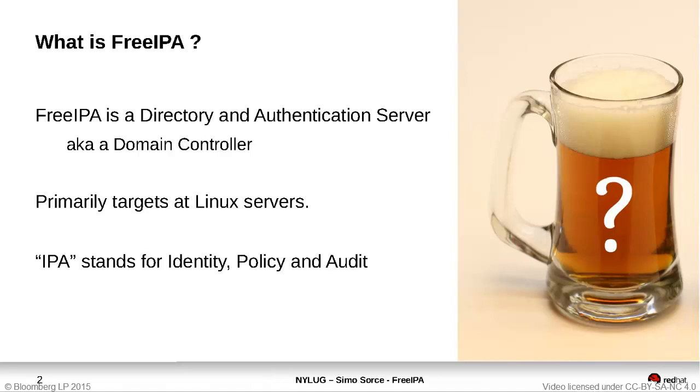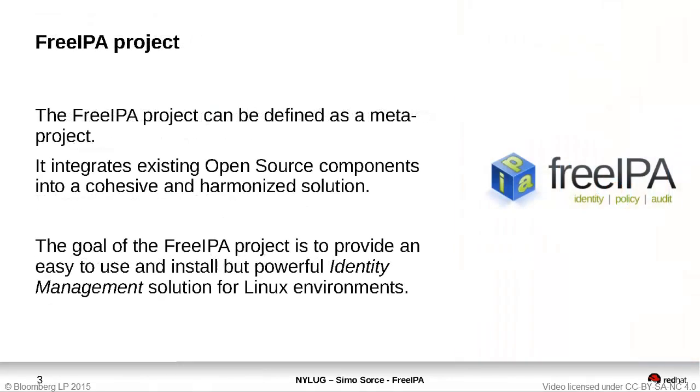IPA stands for Identity, Policy and Audit, which were the first things we concentrated on while working on this project. The project itself can be defined as a kind of meta project. It doesn't build all the components of the server, but rather glues together existing proven open source components and harmonizes them with some glue here and there. The goal of the project itself is to provide an identity management solution for Linux that is easy to use and install.